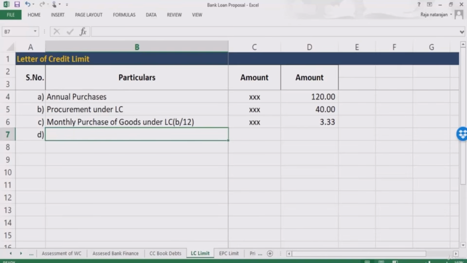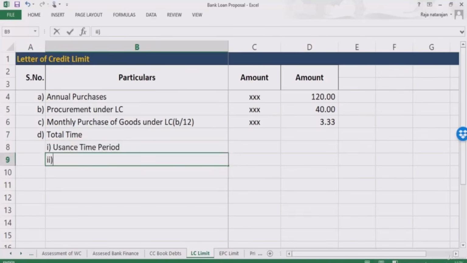Now we should also factor the credit period because this is on credit, right? LC is issued so that the customer can buy goods on credit. So what is the period involved in this? That is, we should capture total time involved here. Two time factors are there. One is usance time period and the other one is lead time period.